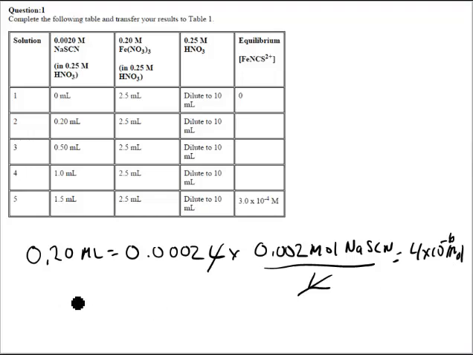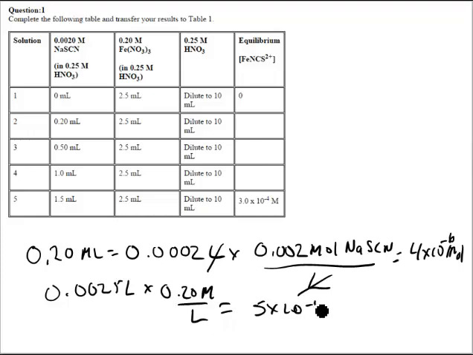And then we do the same thing for iron nitrate, and that's going to be 2.5 milliliters, so that becomes 0.0025 liters times the molarity of iron nitrate, which is 0.2 moles per liter. That turns out to be 5 times 10 to the -4th. Again, that's moles now, in this case, of the Fe3+. Now, so far we have 0.2 milliliters.